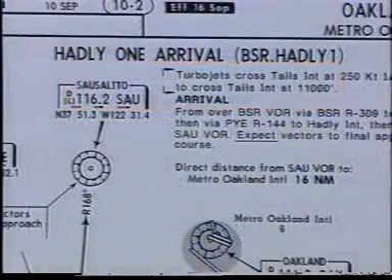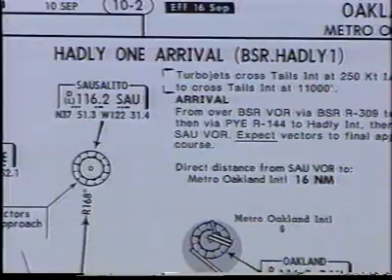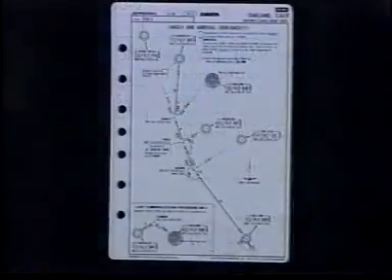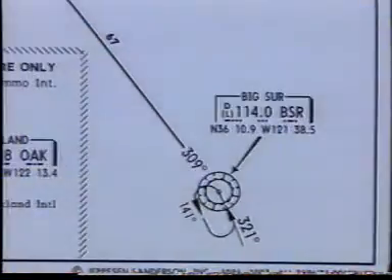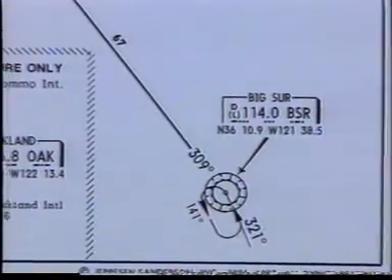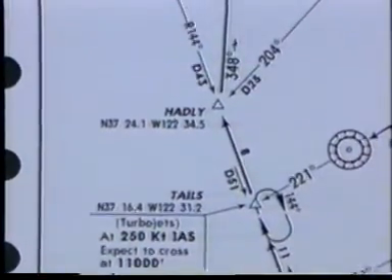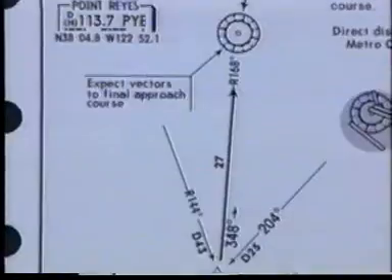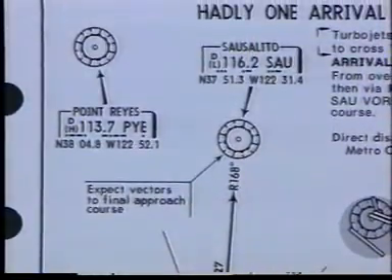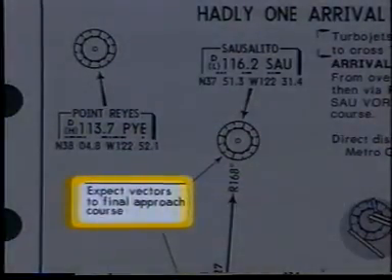Some STARs have unique features. For example, the name of this STAR is the HADLEY 1 arrival. However, when reviewing the procedure, notice that it doesn't start at Hadley, but instead begins at the Big Sur VORTAC. It then passes through Hadley intersection and ends at Sausalito. From there, you can expect radar vectors.